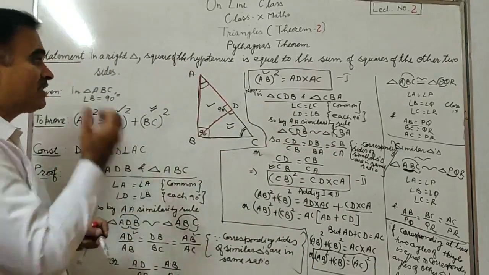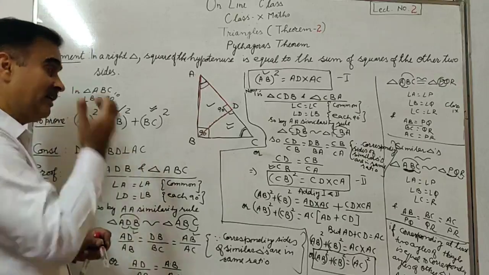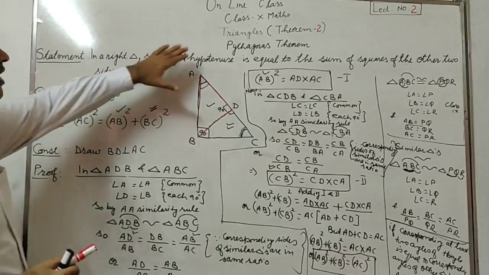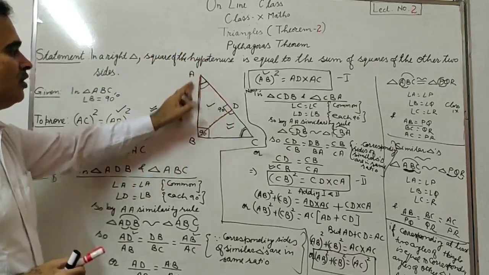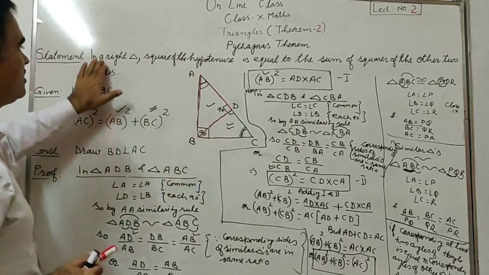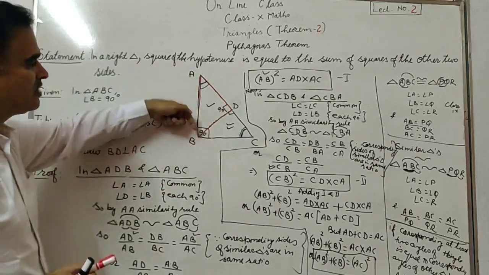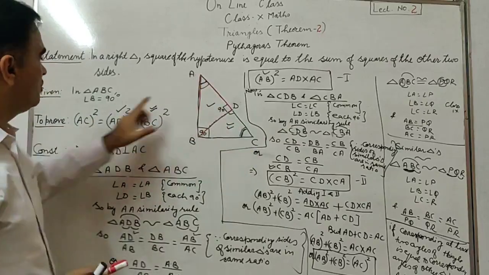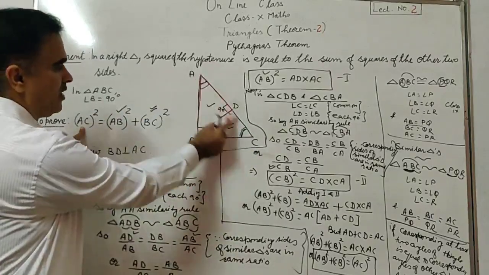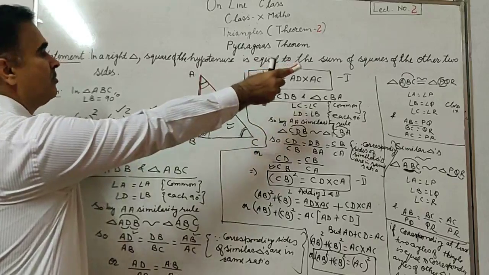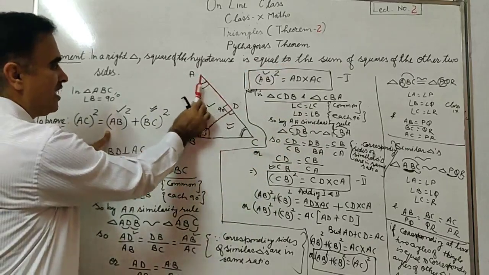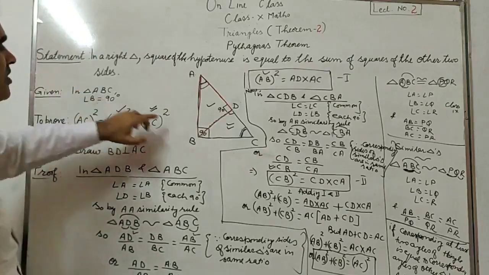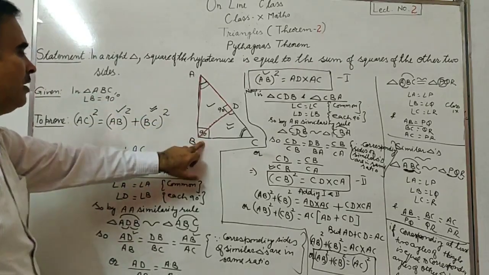The new concept we have here is similarity of triangles. This is required when we discuss the Pythagoras theorem, which you already know. Pythagoras theorem is applied only in a right triangle. In a right triangle, the square of the hypotenuse, the side opposite the 90 degree angle, AC square, is equal to the sum of squares of the other two sides, AB square plus BC square. This is a right triangle with a right angle of 90 degrees.